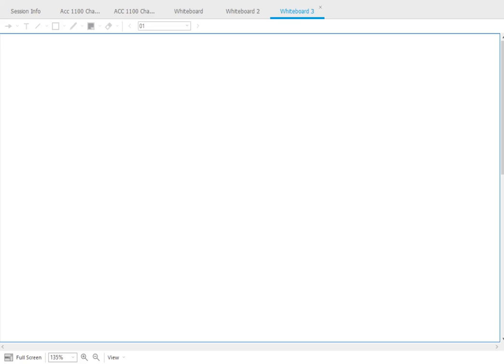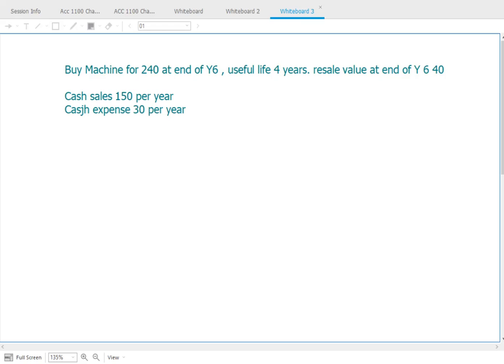Then we have cash sales, 150 per year, and we have cash expense, $30 per year. And I need to prepare the income statement or net income under the cash basis and the accrual base. Let's start with the cash basis. I need to calculate that for year 3, year 4, year 5, and year 6.